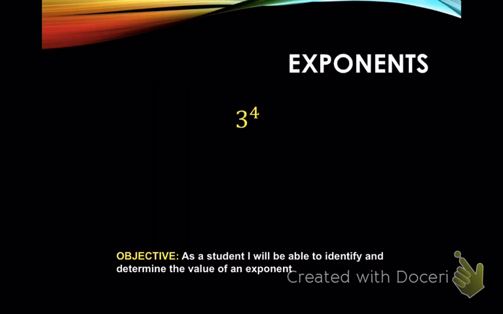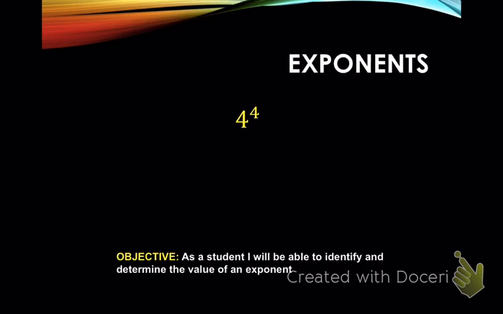We're going to do 3 to the 4th power. We say this as 3 to the 4th power. Okay, now, oh, and we've got 2 to the 5th power. Let me go back. 3 to the 4th power. Okay, and we also have going back 4 to the 4th power. So let's do that one. We're going to do it in all 3 forms.